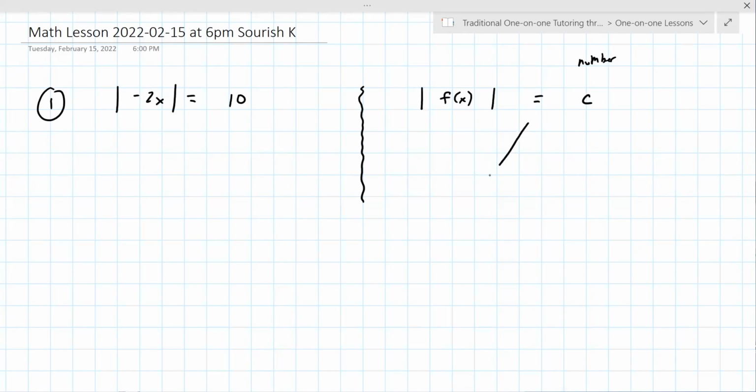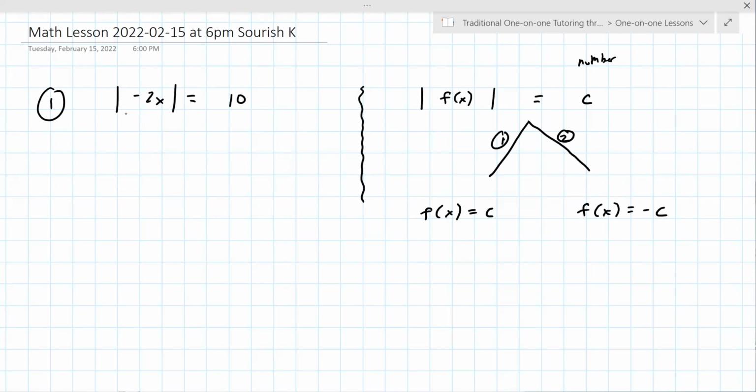There are two things that you have to do. There's sort of two forks that you have to always write. The first is f of x equals c. And the second one is f of x equals minus c. Now, that probably doesn't mean much to you. So let's go look at this example over here on the right.